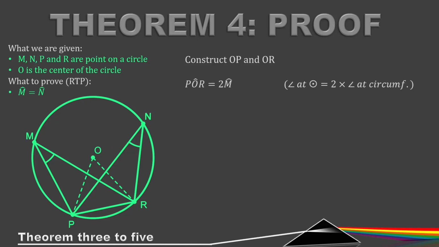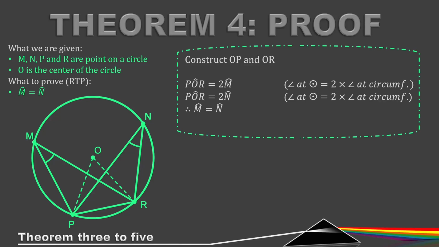So we're going to start off and say that POR is 2M, okay? And then we're also going to say that POR is 2N, with our reason: angle at center is 2 times angle at the circumference. And then we're going to say, but therefore M is equal to N, and that concludes our proof. So this is very short and simple because we can use a previous theorem in our proof.